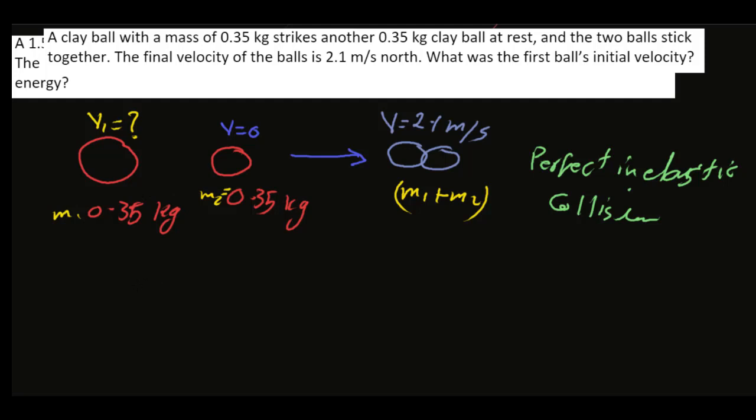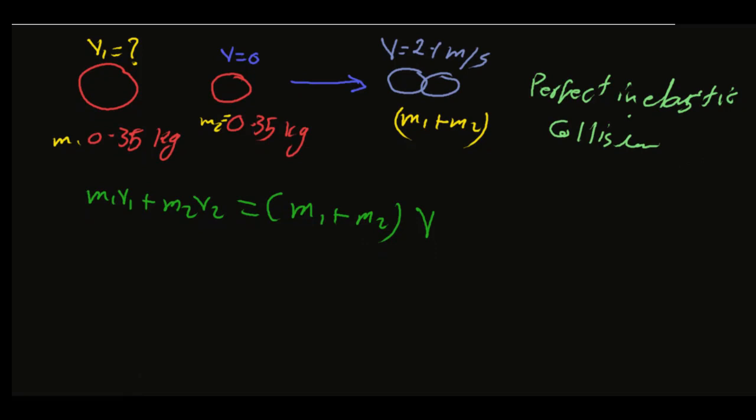We use the law of conservation of momentum, which states that M1 V1 plus M2 V2 equals, open a bracket, M1 plus M2, because the two masses stick together. We use this formula when the two masses stick together. Now we have to substitute the numbers, so just put the numbers.